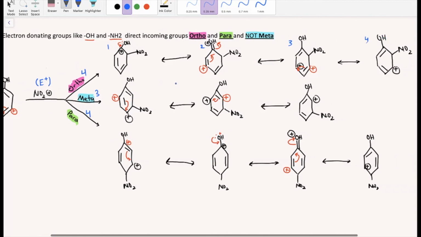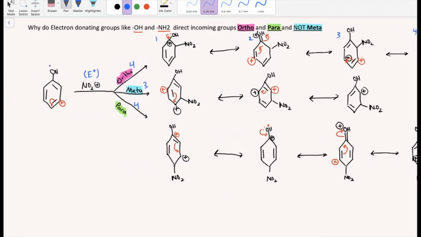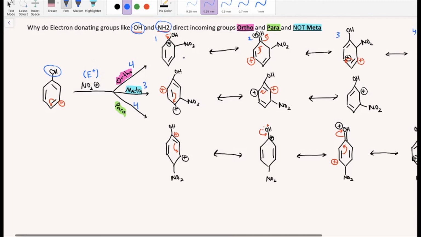And this is kind of the long form explanation as to why OH groups and other electron donating groups like NH2 and OH direct their incoming groups to the ortho and para position. Okay? But you can just memorize that for the exam. But if you want to understand it, this is it.